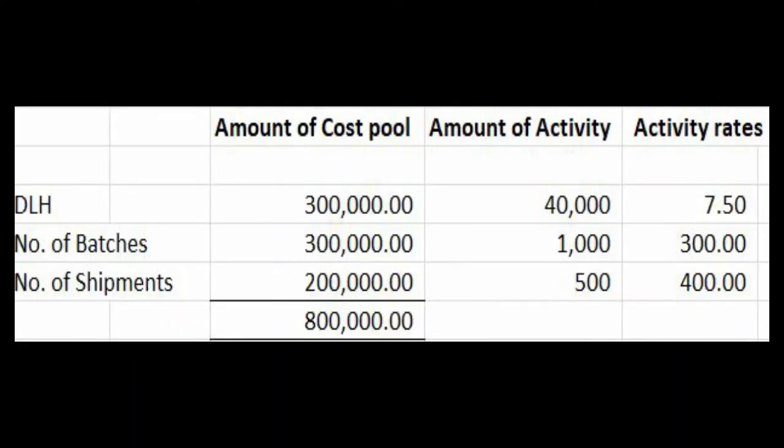Now for activity-based costing, we need to compute the overhead rate per cost driver. So the 800,000 total overhead cost is broken down into 300,000 for direct labor hours, 300,000 for number of batches, and 200,000 for number of shipments. We need to divide the cost pool by our amount of activity. So in here, for direct labor hours, 300,000 divided by 40,000, we have 7.5 as our overhead rate. For the number of batches, that's 300,000 divided by 1,000. We have 300 peso. And for the number of shipments, we have 200,000 divided by 500. So we have 400 peso.